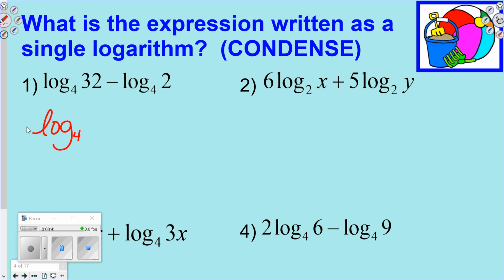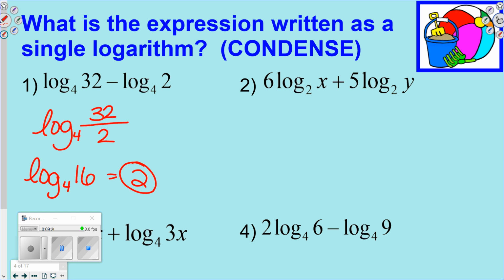It's log base 4, so I'm going to use log base 4. You're always going to use exactly what you see. And it says 32. And then instead of minus, that implies division by 2. Okay, log base 4 of 32 over 2. Can you simplify that a little bit? Yeah, that's log base 4 of 16. Can I do anything with that? What's log base 4 of 16? It's 2. It's asking you, 4 to what power is 16? It's 2.